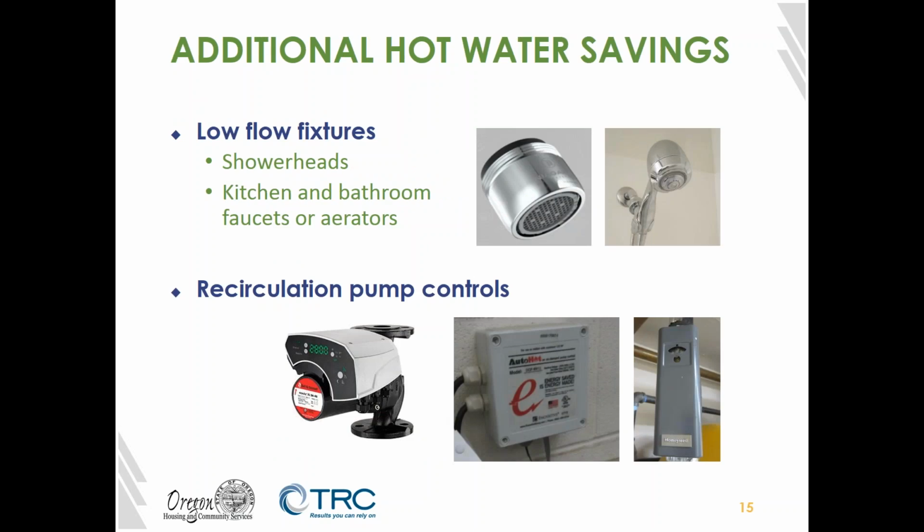Other water heater savings can be brought about by having low flow fixtures. So if you use less water, then you will need less water heating. But you have to keep in mind that if you go too low, that will be unpleasant for the tenants. So, for a kitchen aerator, you don't want to go to a 0.5 gallon per minute aerator, but 1.5 is probably okay.